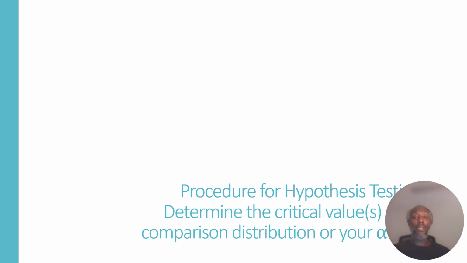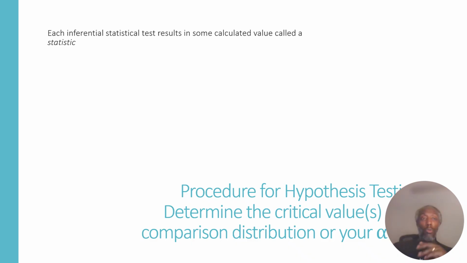Next, we have to figure out what our critical values will be for that comparison distribution, or what the alpha level is. Let's stick here for a moment. Each inferential statistical test, so those tests that try to tell us whether there is something other than random variation causing the distribution we see, has some calculated value that we call a statistic.